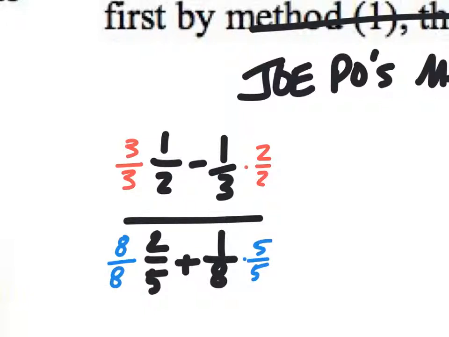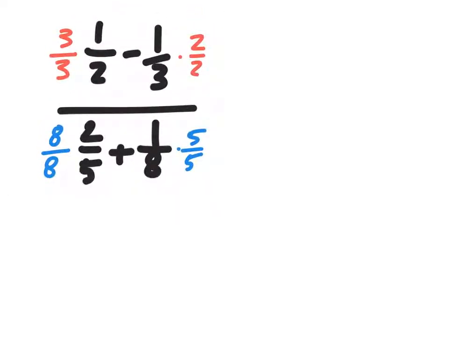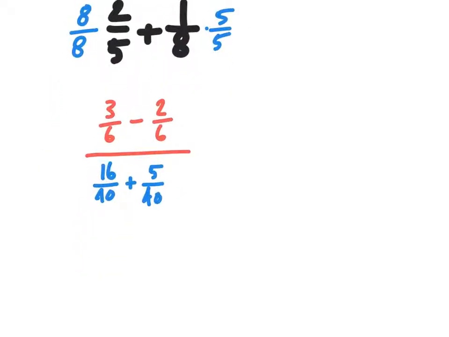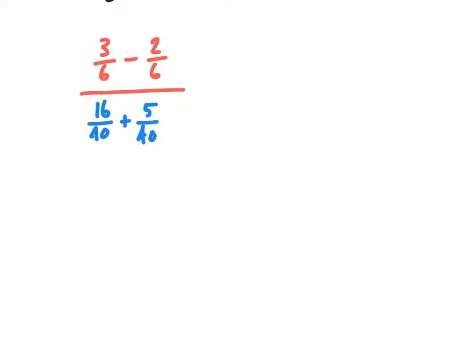Okay, and in my next step, when I do this, I'm going to get 3/6 minus 2/6. And then I'm going to divide this by, what is that going to give me? 16/40 plus 5/40. Okay? And what I'm going to do is just add those together. So in order to add these, I'm just going to add my numerators together. And let's write this down as my next step.